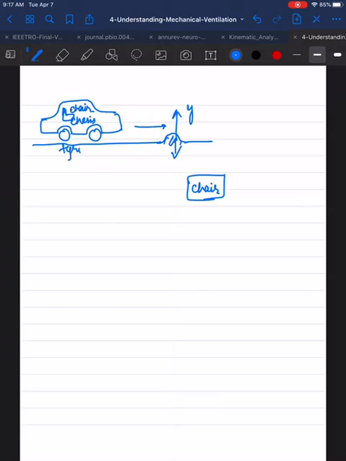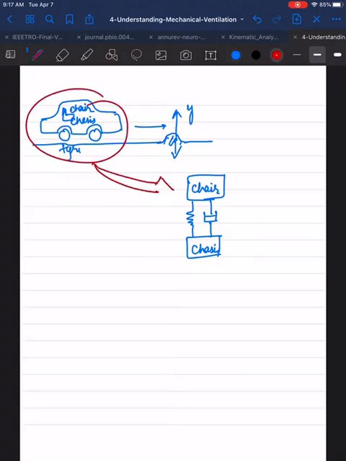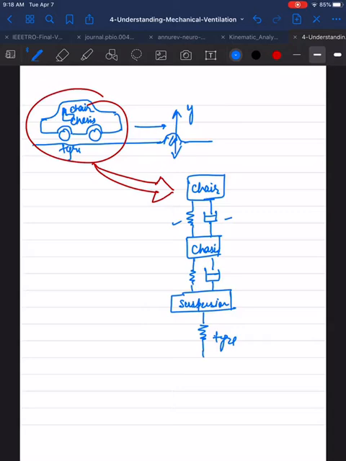So your chair is connected to your chassis with a spring and dashpot arrangement, so to say. All this system can be well characterized by assuming that the car and chair are connected through this spring and dashpot, and the chassis is connected with the suspension of the car, again with some other dashpot and spring of the system. Suspension system, and then your tire will act as a spring only, and this is your ground. So this whole setup is your car.